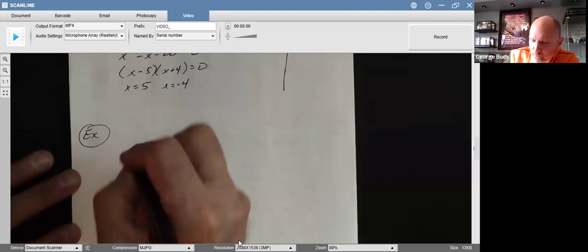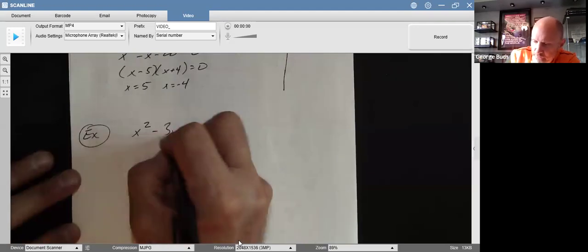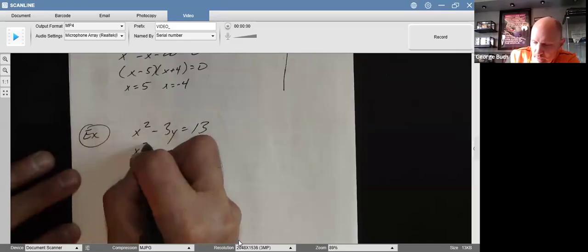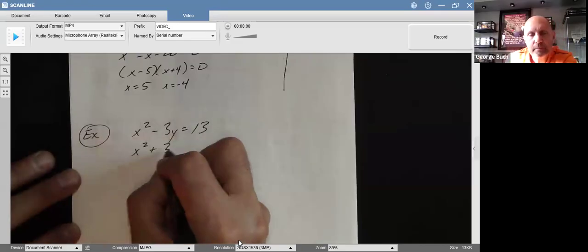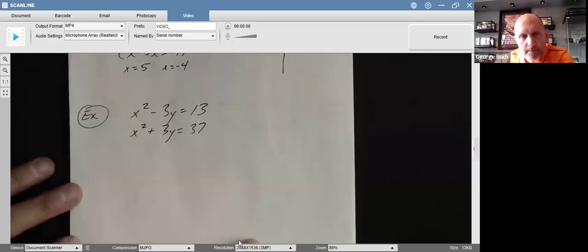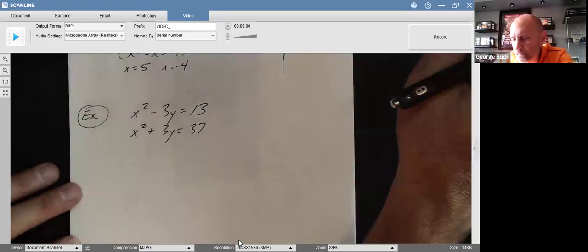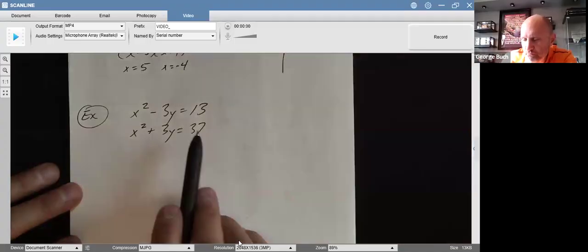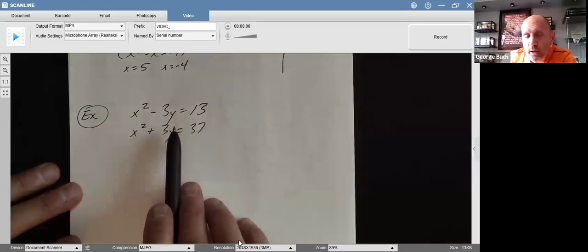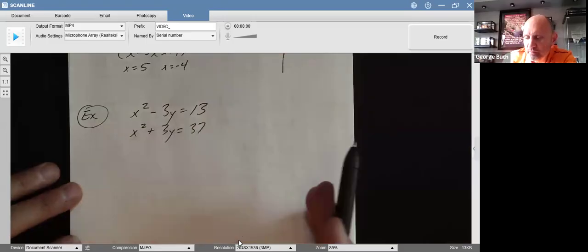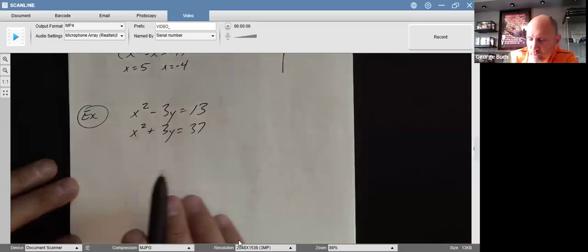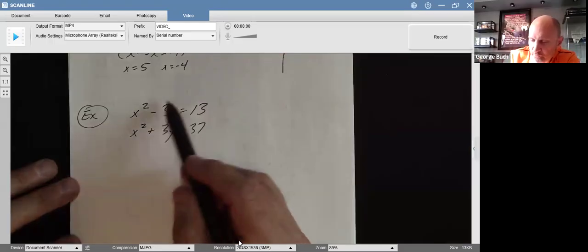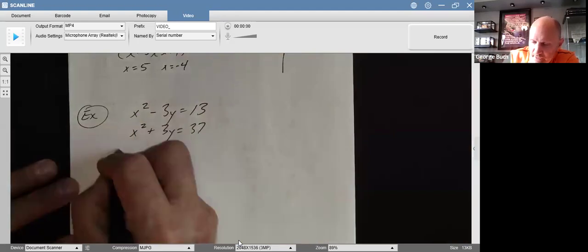What if I have x squared minus 3y is 13 and x squared plus 3y is 37? So in this situation, the way this is given to us, elimination is absolutely going to be the easiest way. Why? Because these guys are already opposites. And so all I really have to do is add down, but be careful here.